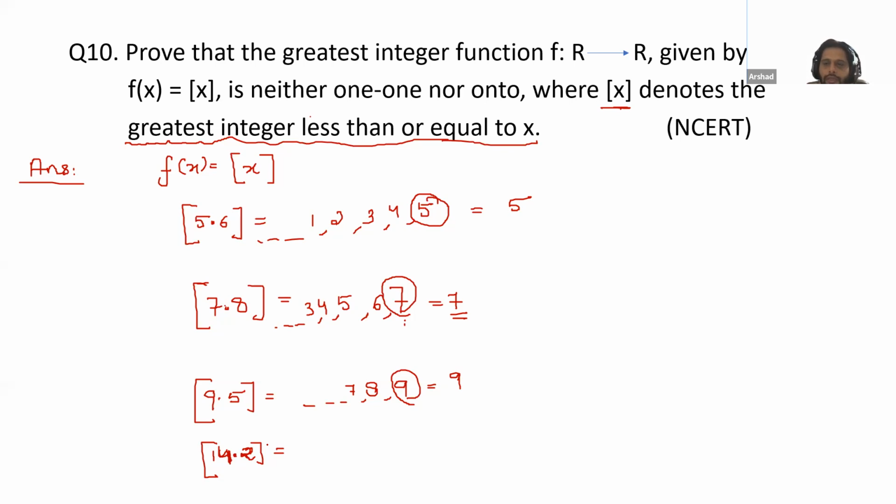Okay, Fahad, can you tell me the integers which are less than or equal to 14.2? 14, 13, 12, 11, and so on. Are you saying this? Yeah. Okay, very good. And the greatest of these is 14. So the answer is 14. You can directly tell me the answer if this is clear to you.